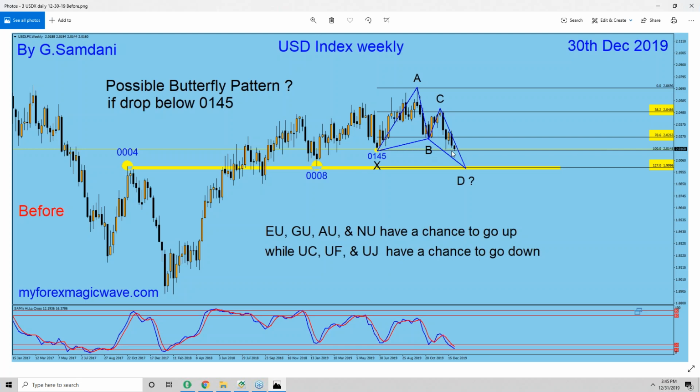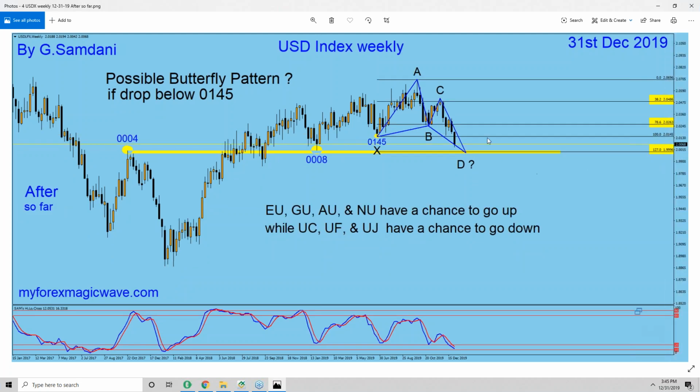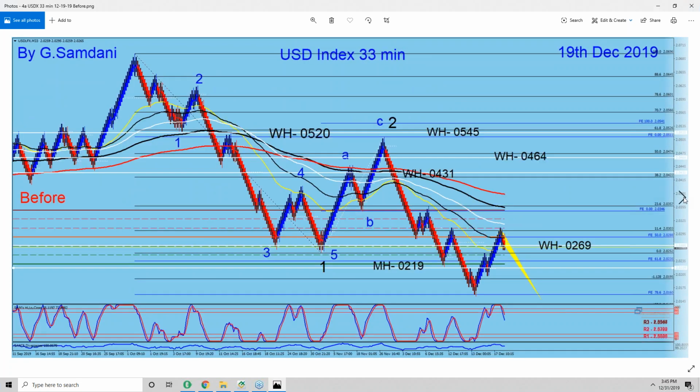So what happened to this chart from yesterday till today is this. It came down here very nice and clean, halfway so far, right? So that's a couple of versions on the weekly chart of USD. And then there's another version of my analysis. This is the chart I made on 19 December, a 33-minute chart of the US dollar index with an Elliott wave count, wave 1, 2, and I was expecting that we will go down for wave 3.